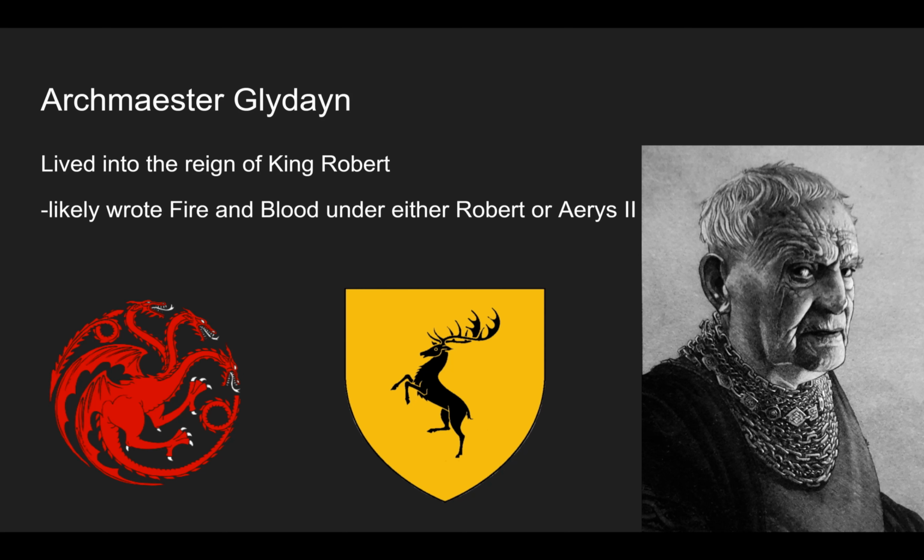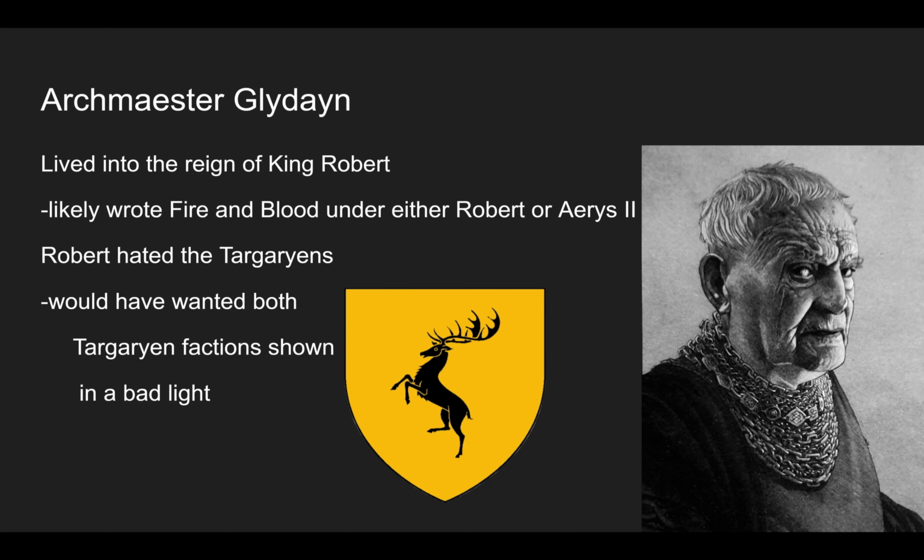Which means he likely would have been writing either in the reign of King Robert or in the reign of the Mad King. And I think this gives us a much better understanding of the political context. Because, of course, if you're writing during the reign of King Robert, then any political biases are probably going to be anti-Targaryen, at least in official narratives that are getting the support of the king. And we know Robert is not exactly a peaceful king.